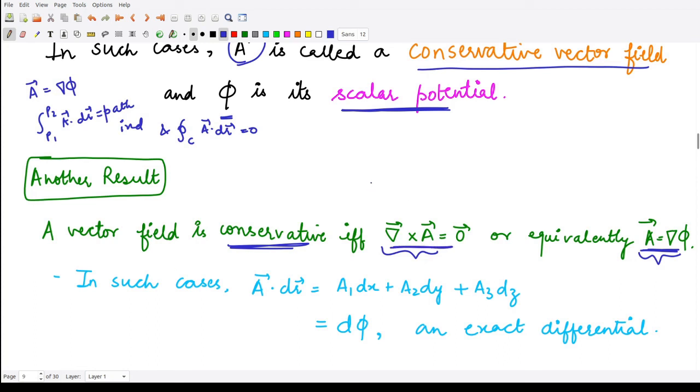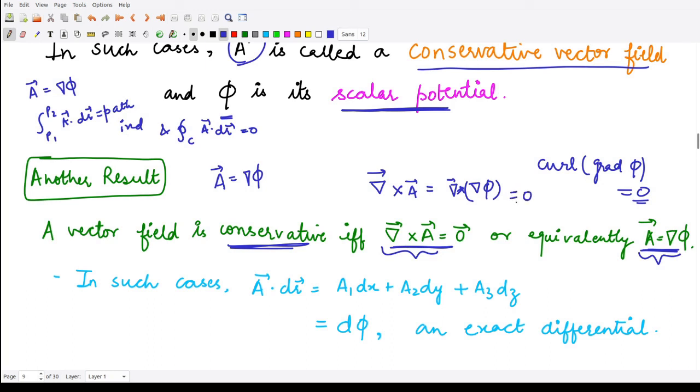Now how does this appear? If your field is conservative, that means you have vector A written as the gradient of some other function, right? Now what is del cross vector A? This is equal to the curl of the gradient of some function, and there is a relationship which says that the curl of the gradient of some function phi is always equal to 0. So this quantity has to be 0 whenever your vector A can be written as the gradient of this scalar function phi. So this is the result.